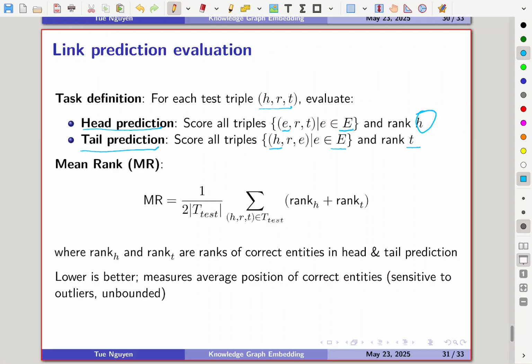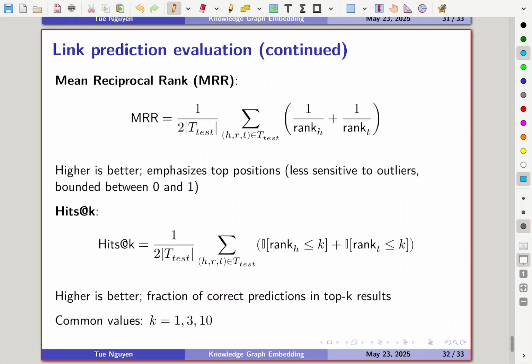for the true tail. The first measure is mean rank. It's just the average of the ranking of the head and the tail. We add the rank of head and rank of tail, divide by 2 to take the average, and we average again across all the samples in the test. This measure has the property that lower is better, because we want the true prediction on the top, right? It measures the average position of the correct entity. However, it's sensitive to outliers, and it is unbounded.